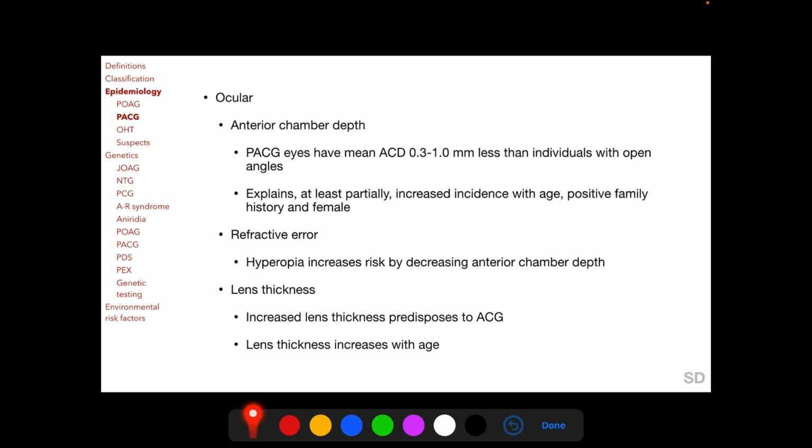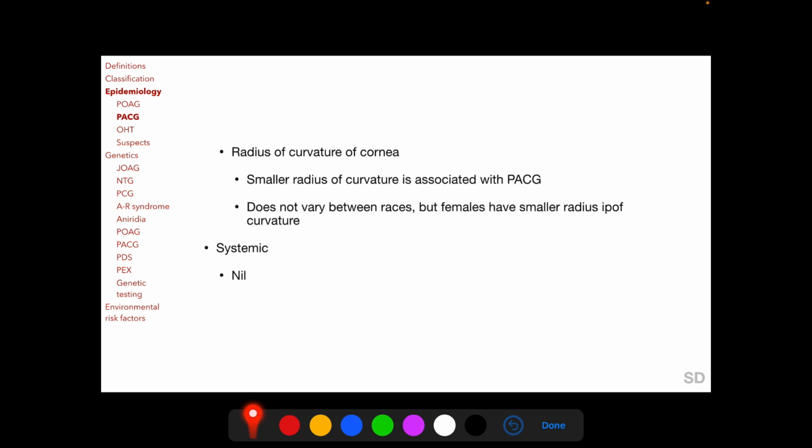Hyperopia increases risk of primary angle closure glaucoma by decreasing the anterior chamber depth. Increased lens thickness predisposes to angle closure glaucoma, and lens thickness increases with age. Smaller radius of curvature of the cornea is associated with primary angle closure glaucoma, and no systemic risk factors for primary angle closure glaucoma have been found.